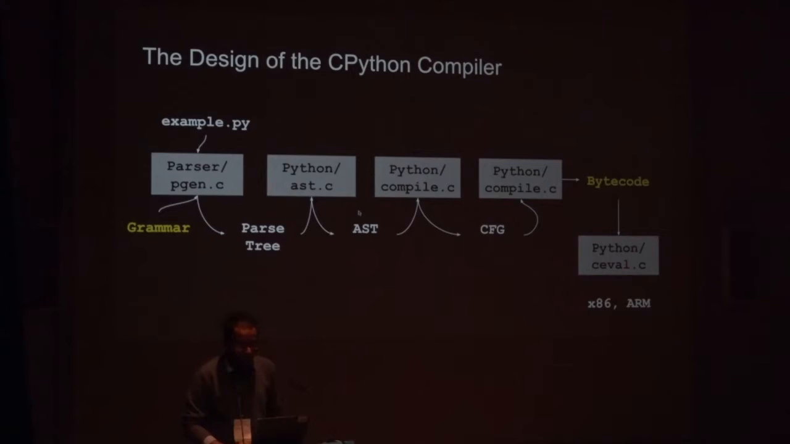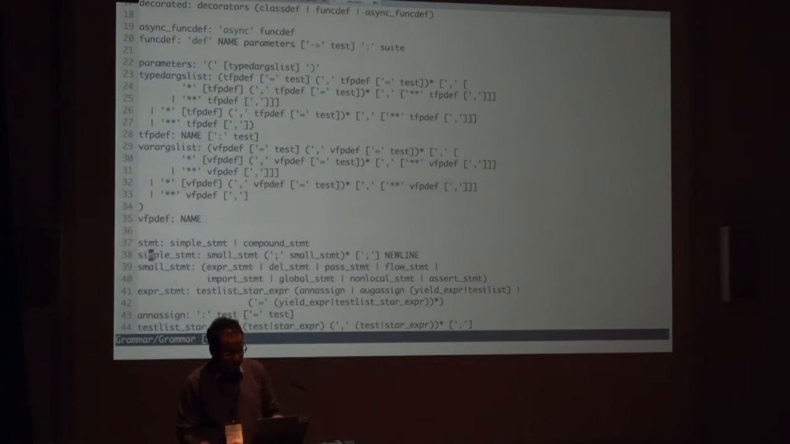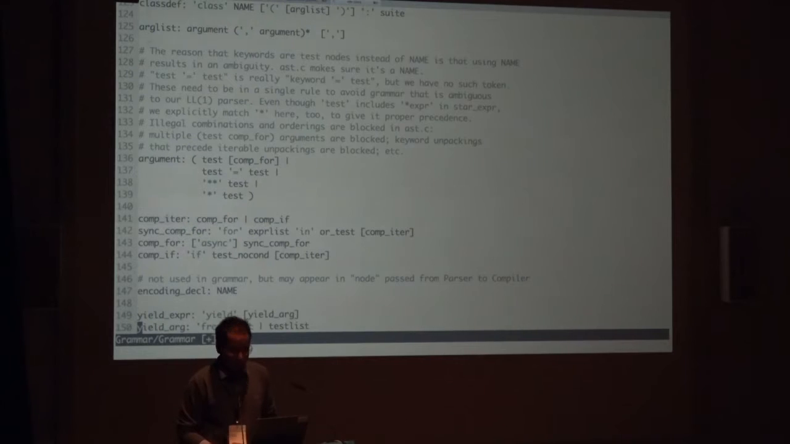So now that you know what a grammar means, let's go back to the grammar file. Now you know statement gives simple statement or compound statement. Suddenly it's making a lot more sense now, isn't it? It's just like S gives A or B. Statement gives simple statement or compound statement, and internally simple statement gives a small statement or a new line. A small statement gives an expression, a delete, a pass, a flow, an import, and so on. So the entire Python grammar is an LL1 grammar written in 150 lines, and it's that simple.